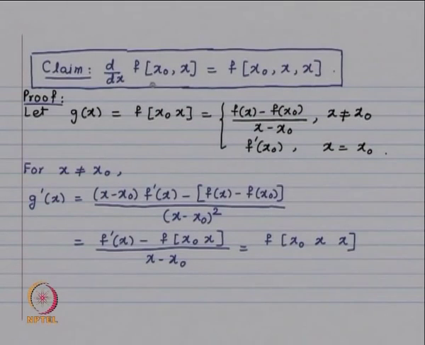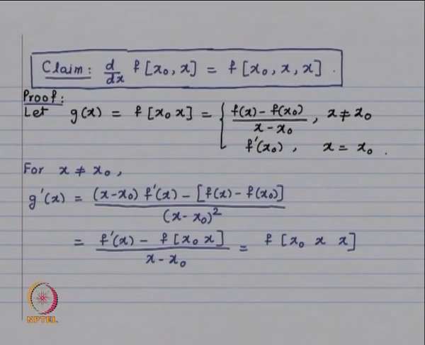So, first we look at the divided difference based on x0 and x. x0 is going to be a fixed point. I define g(x) to be equal to the divided difference based on x0 and x, which is equal to (f(x) minus f(x0)) divided by (x minus x0) if x is not equal to x0, and equal to f'(x0) if x is equal to x0. This is my function g, and I want to find g'(x). There will be two cases: x not equal to x0 and x equal to x0.